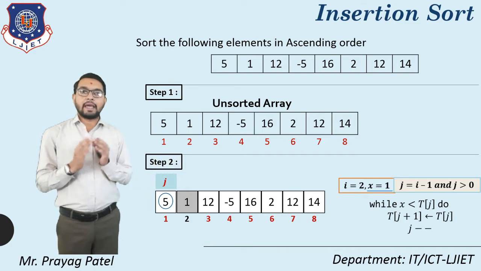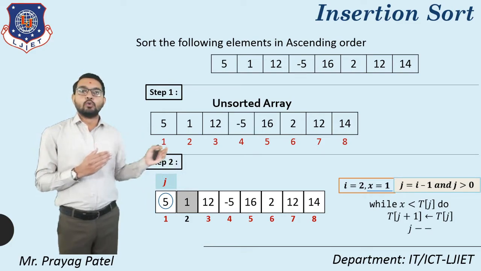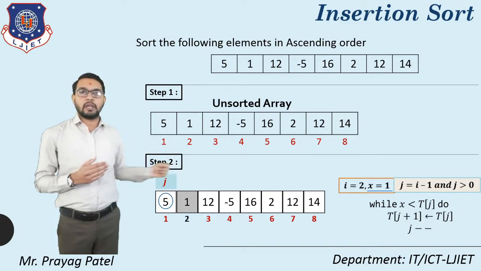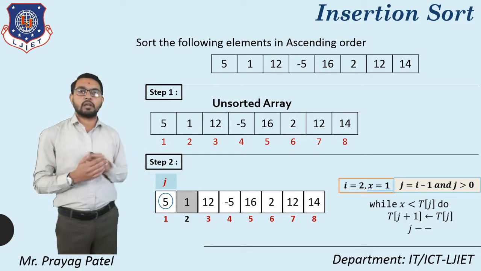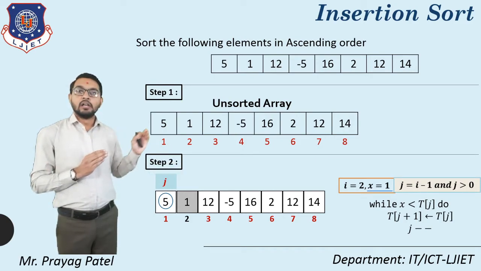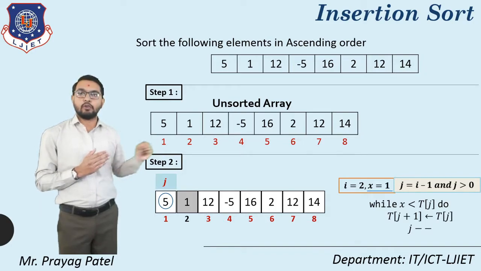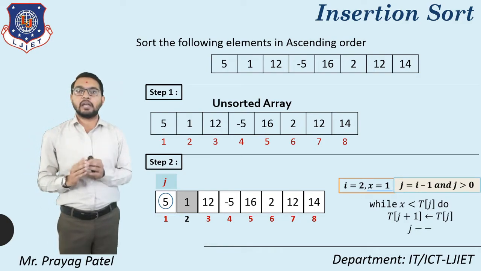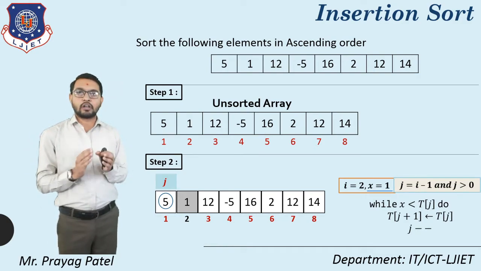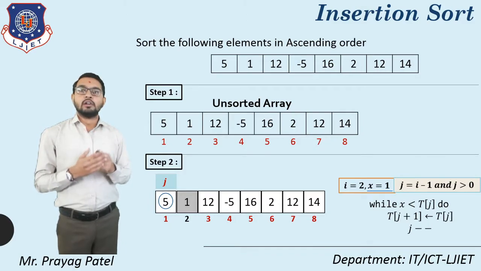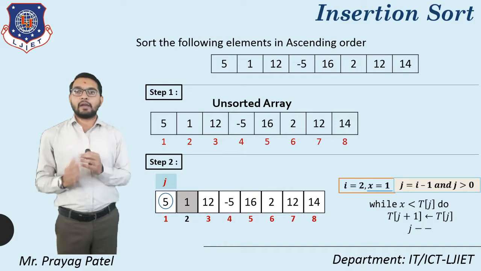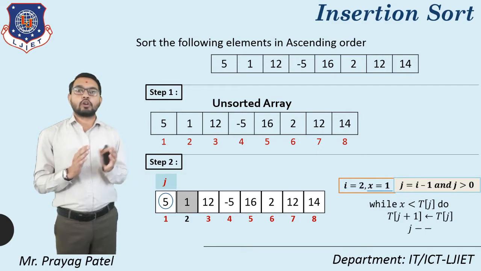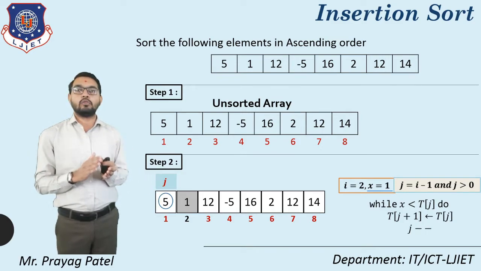Now the condition is: while x less than t of j, do t of j plus 1 equal to t of j and j equal to j minus minus. So here j equal to j minus 1. So x means 1, t of j means location 1, so t of j equal to 5. So here x is less than t of j: your x value, the current location 2 value, equals 1. So your value 1 is less than 5. That's why we can say that first we put 1, then we put 5. So your next sequence is like 1 5, not 5 1.